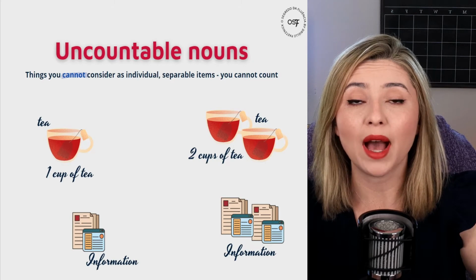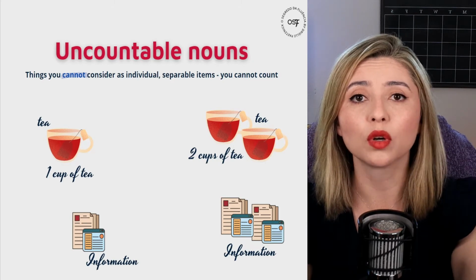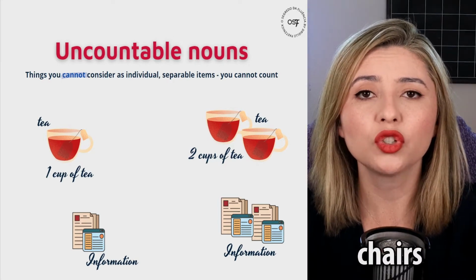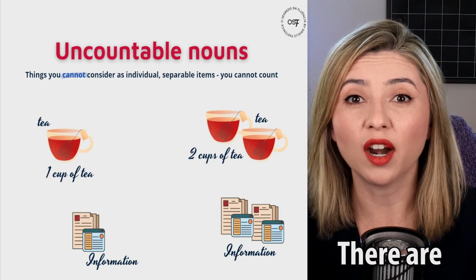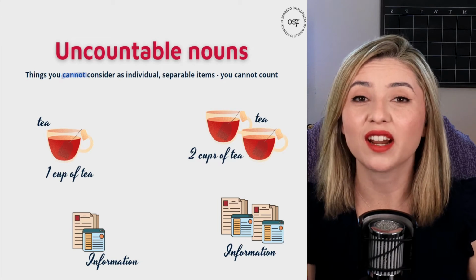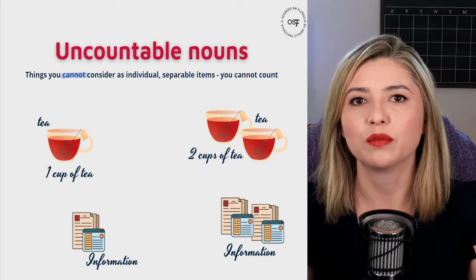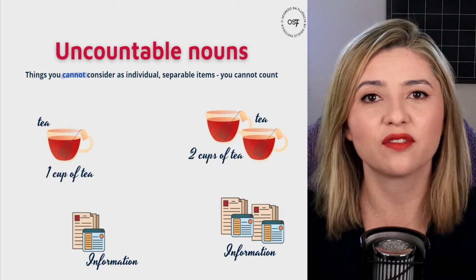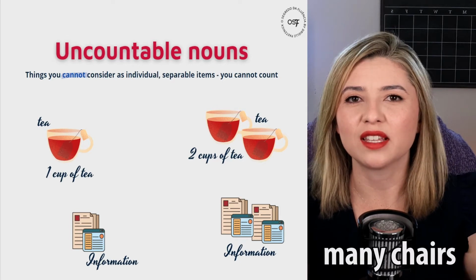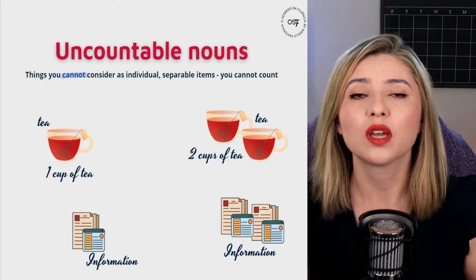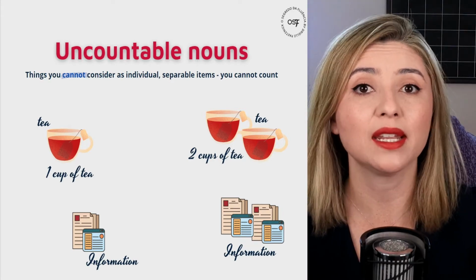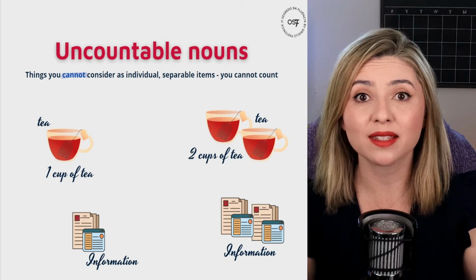Why is it important to know about countable and non-countable nouns? Because with countable nouns, I can change my noun to be plural, and I'm going to use plural verbs. For example, there are 2 chairs in the room. There are, plural, chairs, plural. And I can also say there is 1 chair in the room. There is, singular, because I have 1 chair, singular. I can also say there are many chairs in the room. Many is used to indicate a lot of something that is countable. Many chairs, many tables, many pens and pencils.